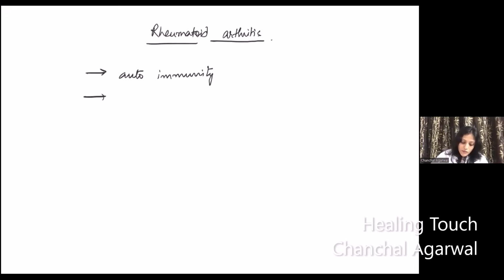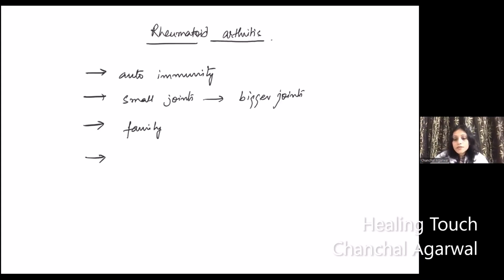So what is rheumatoid arthritis? Rheumatoid arthritis is the arthritis where the cause is autoimmunity. It affects the small joints and moves on to bigger joints. It is seen in families, so it passes on from one person to another in the family. Not only the joints, but it also affects other organs.